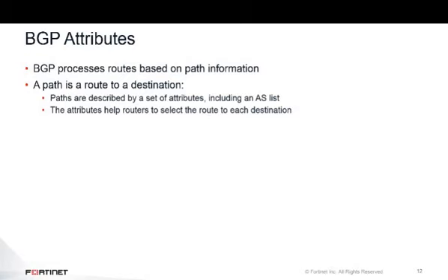BGP routes traffic based on AS paths. Each AS path includes attributes, which BGP uses to select the best route to each destination. One of the attributes is the AS list, which contains the autonomous systems through which the traffic must pass to reach the destination.